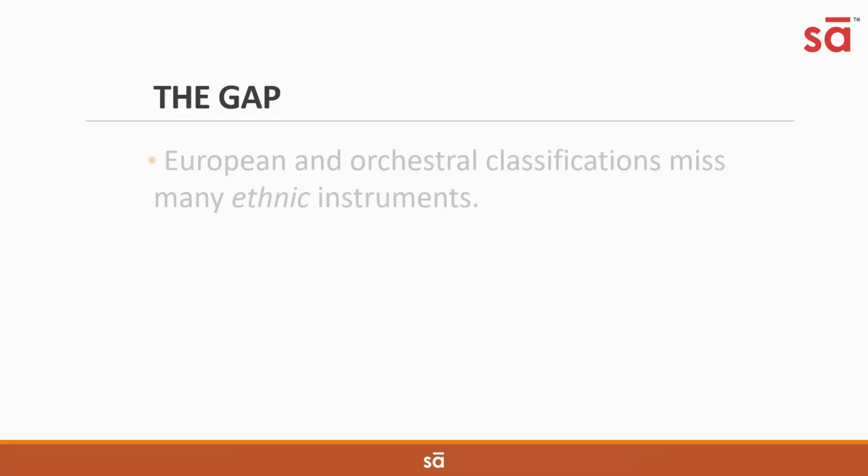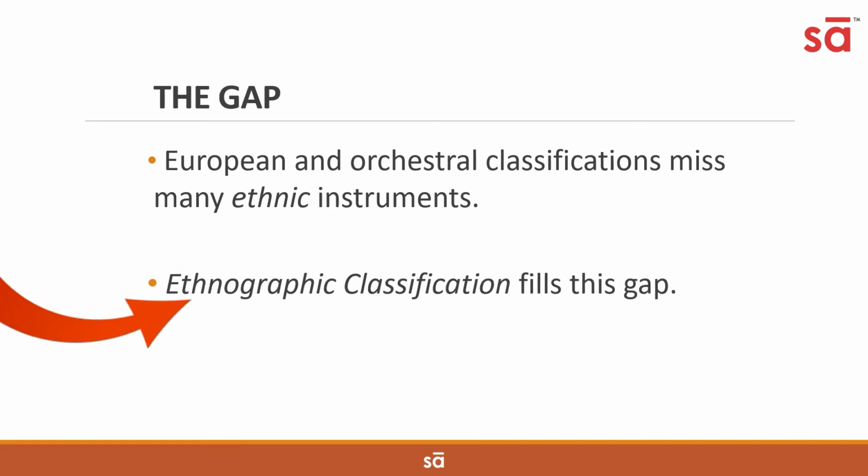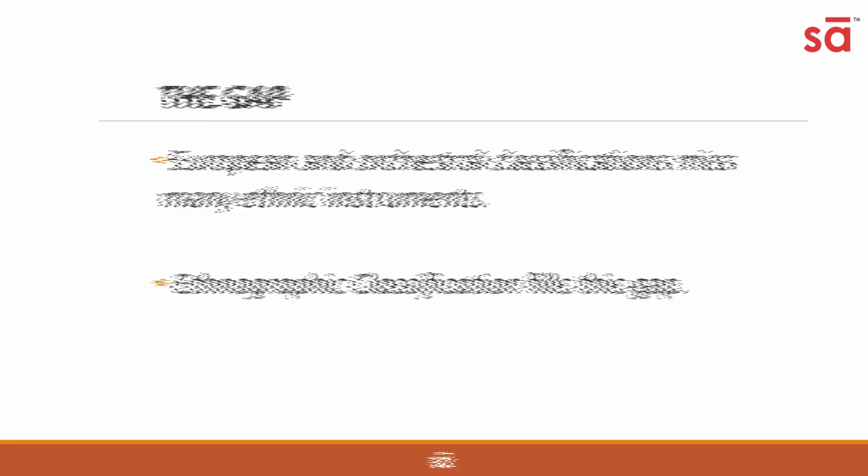Many ethnic instruments around the world cannot be classified using the European orchestral system we saw in Part 1. That's why we turn to the ethnographic classification system, which provides broader coverage of global instruments and diverse playing styles. Interestingly, this system is quite similar to the Indian classification, particularly in how it organizes instruments based on their method of sound production. However, there's one important difference: the electrophones category. Electrophones are included in the ethnographic system because they use electricity to generate sound. They are not present in the Indian classification.